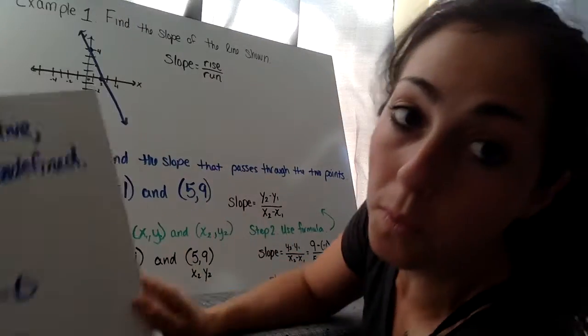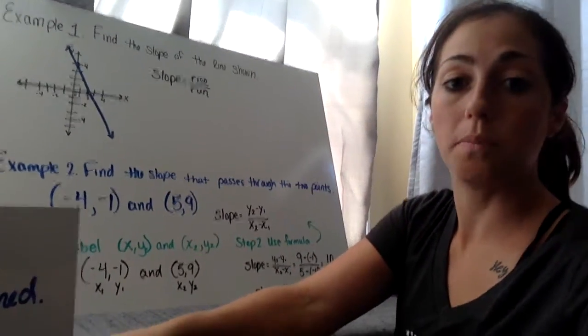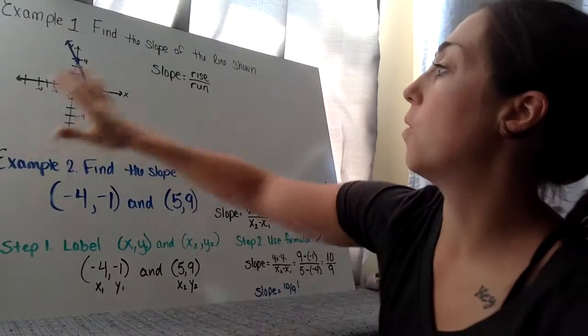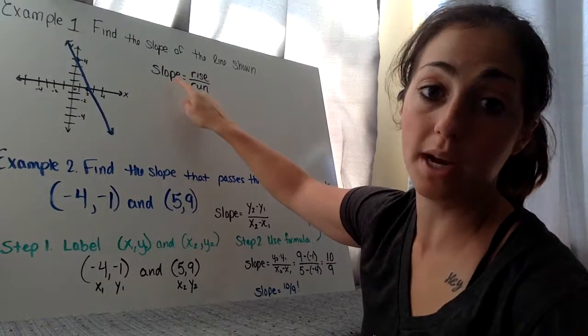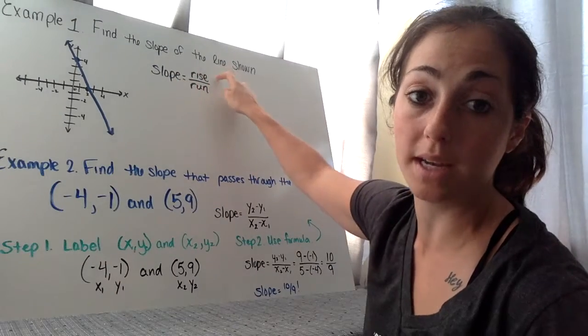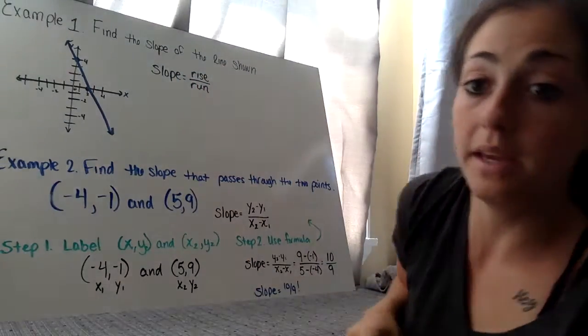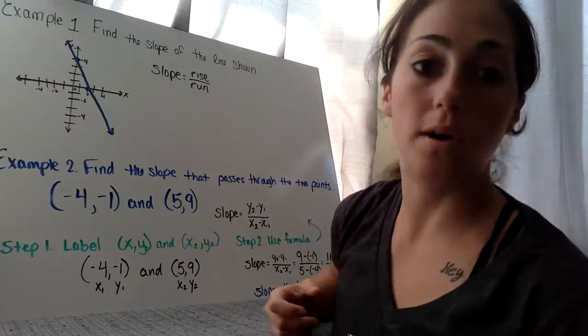All right, example 1. We're finding the slope of the line shown. So pause the video. You have this line here. I want you to draw it. And then make sure you write what slope is. Slope is rise over run. Okay, when you're done, unpause the video.